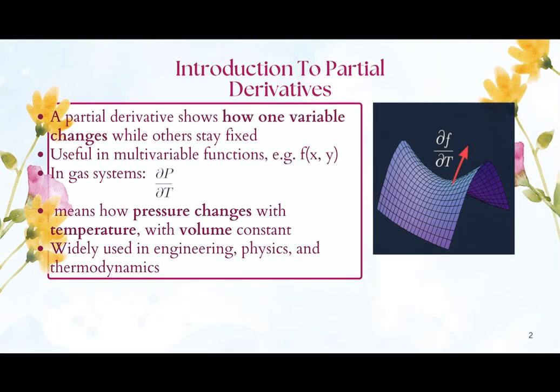Let's start simple. A partial derivative tells us how one thing changes while everything else stays still. In gas system, we use it to measure how pressure changes when temperature increases but volume stays fixed. This is written as partial P over partial T, and this is a little formula. It's used in engineering, physics and even rocket science.